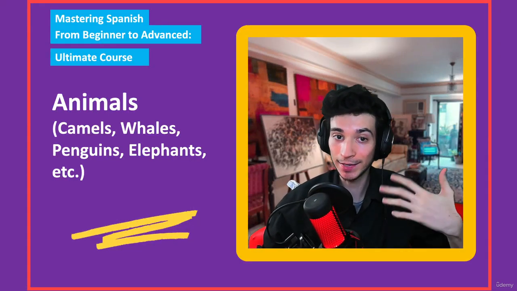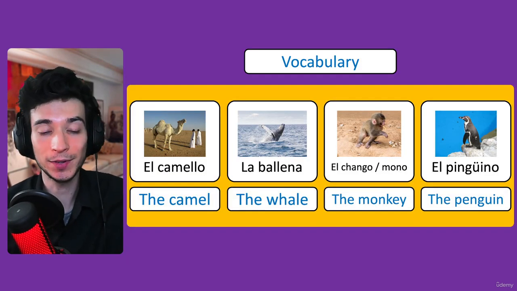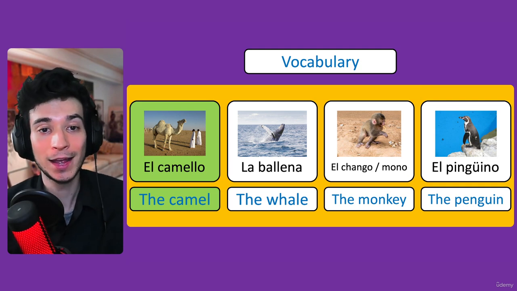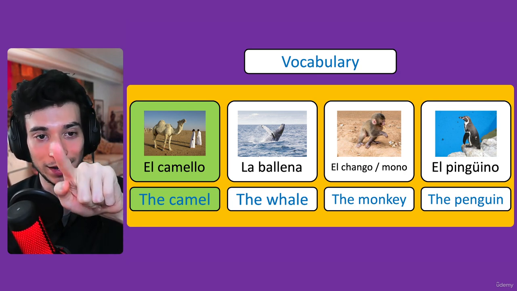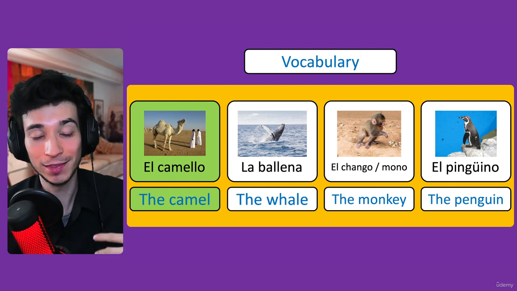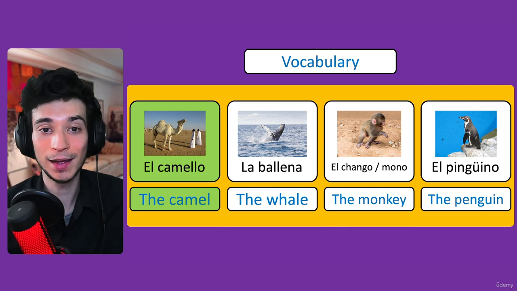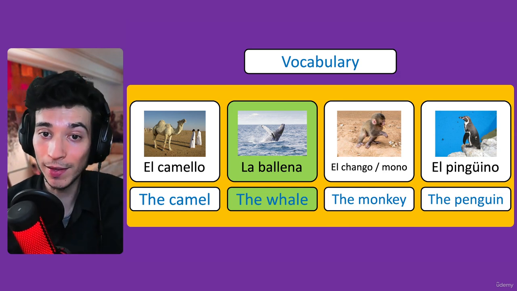Okay, so now we are going to learn about different animals like camels, whales, penguins, elephants, and more. Let's give it a try. The first word we have is el camello, which means the camel. El camello. Camel. So, it actually says camel here. Camel, and then L-O. Camello, the camel. El camello. And the second one is la ballena, the whale.